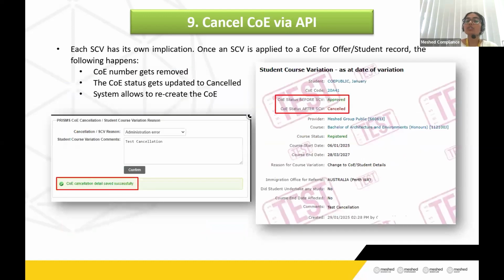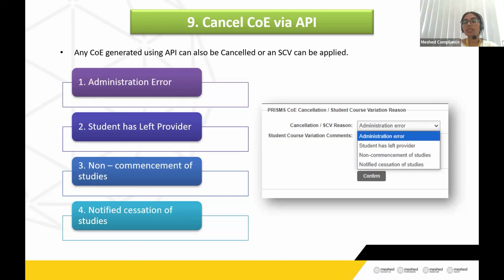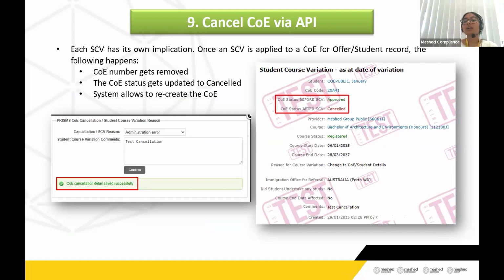For any SCVs that you use in the system to cancel, the system will also give you a prompt to confirm to proceed. So it will be a confirmation coming from the system asking you to confirm the cancellation. Once the cancellation is successful, you will be able to see a success message on your screen. If there are any errors or warnings at any point while creating a COE or while canceling a COE, those will also be displayed by API.